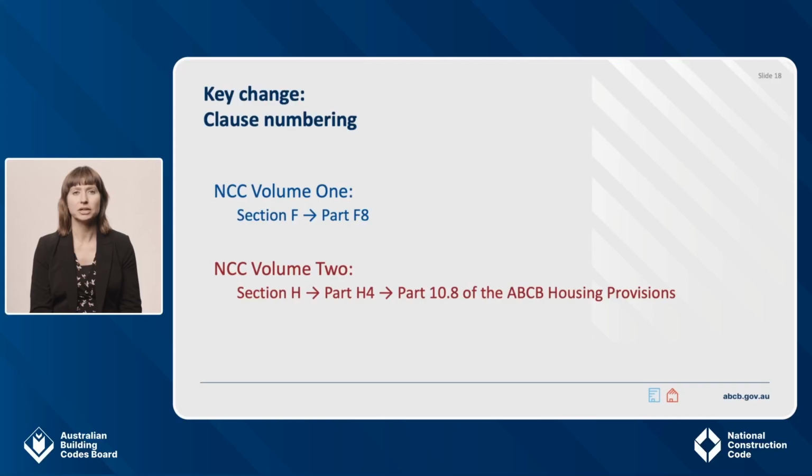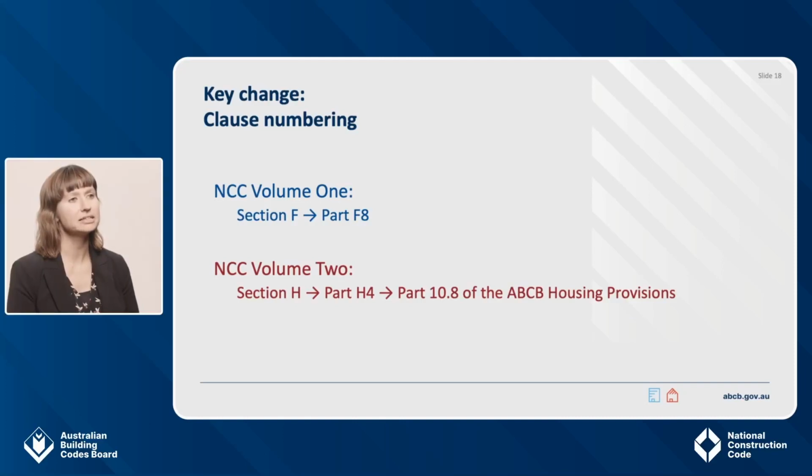For NCC 2022 Volume 1, you'll find the condensation management requirements in Section F, Part F8. Here you'll find the performance requirement, the deemed to satisfy provisions, as well as the verification method. For Volume 2, it's now located in Section H, Part H4. The performance requirement for condensation management is H4P7. The verification method is also located in NCC Volume 2 at H4V5. The deemed to satisfy provisions, however, are now located in Part 10.8 of the ABCB Housing Provisions Standard.